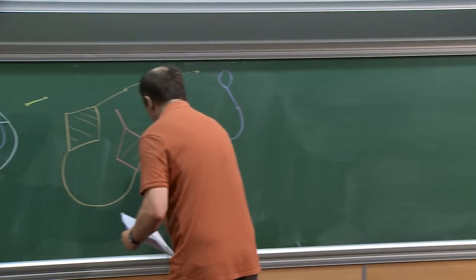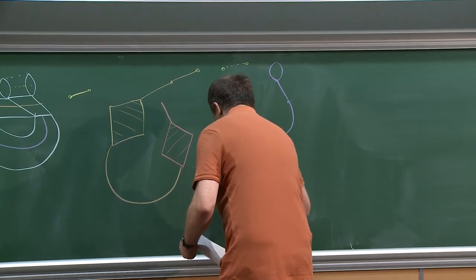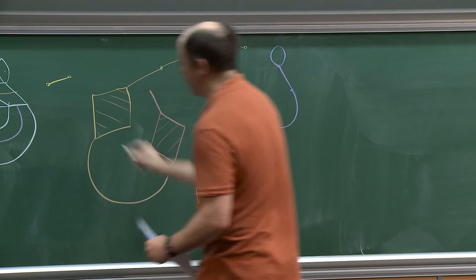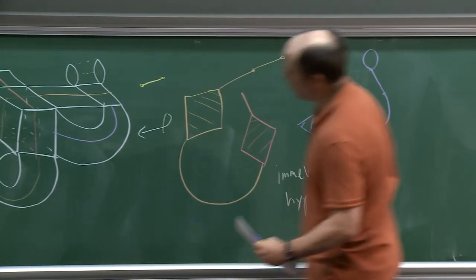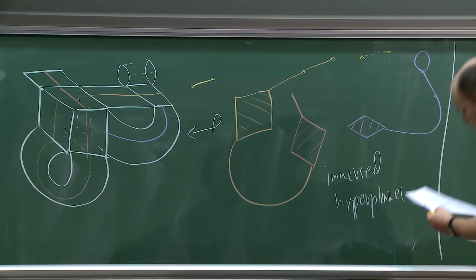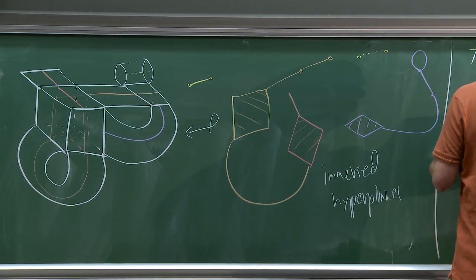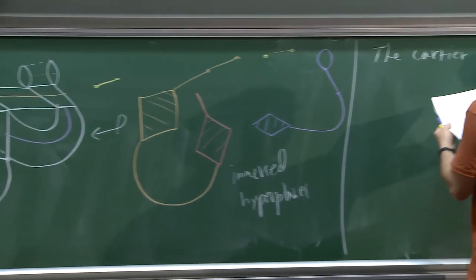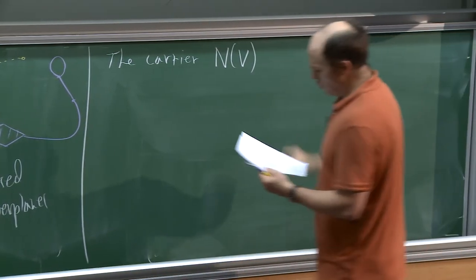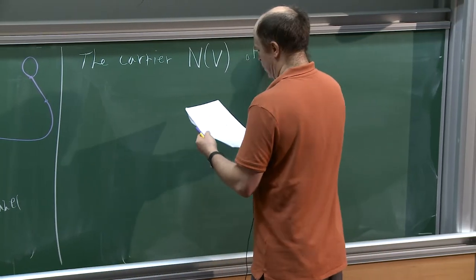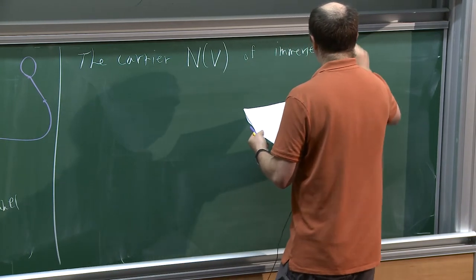So these are immersed hyperplanes, right? And they come equipped with maps. They're components. They come equipped with this map. The carrier N(V) of one of these, of an immersed hyperplane, you probably know what it is.